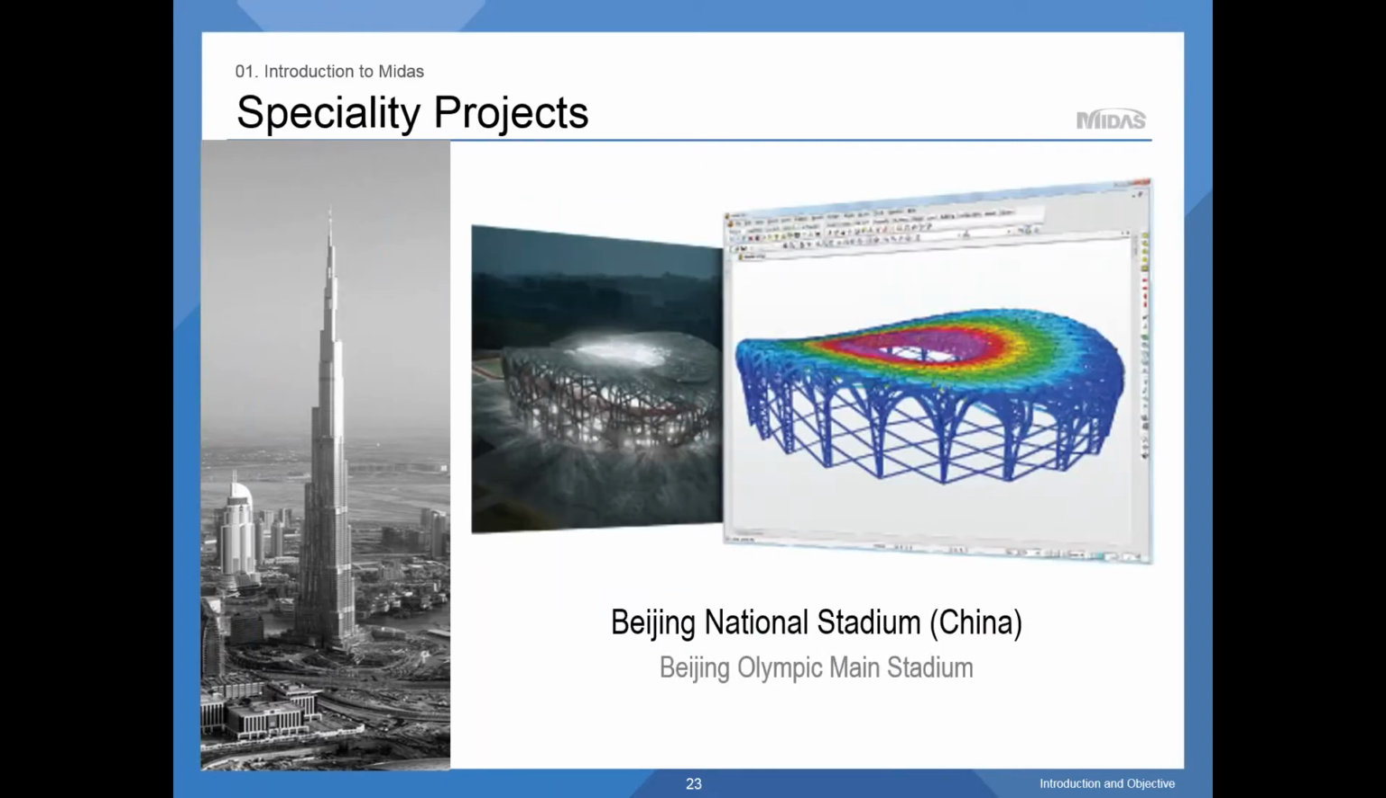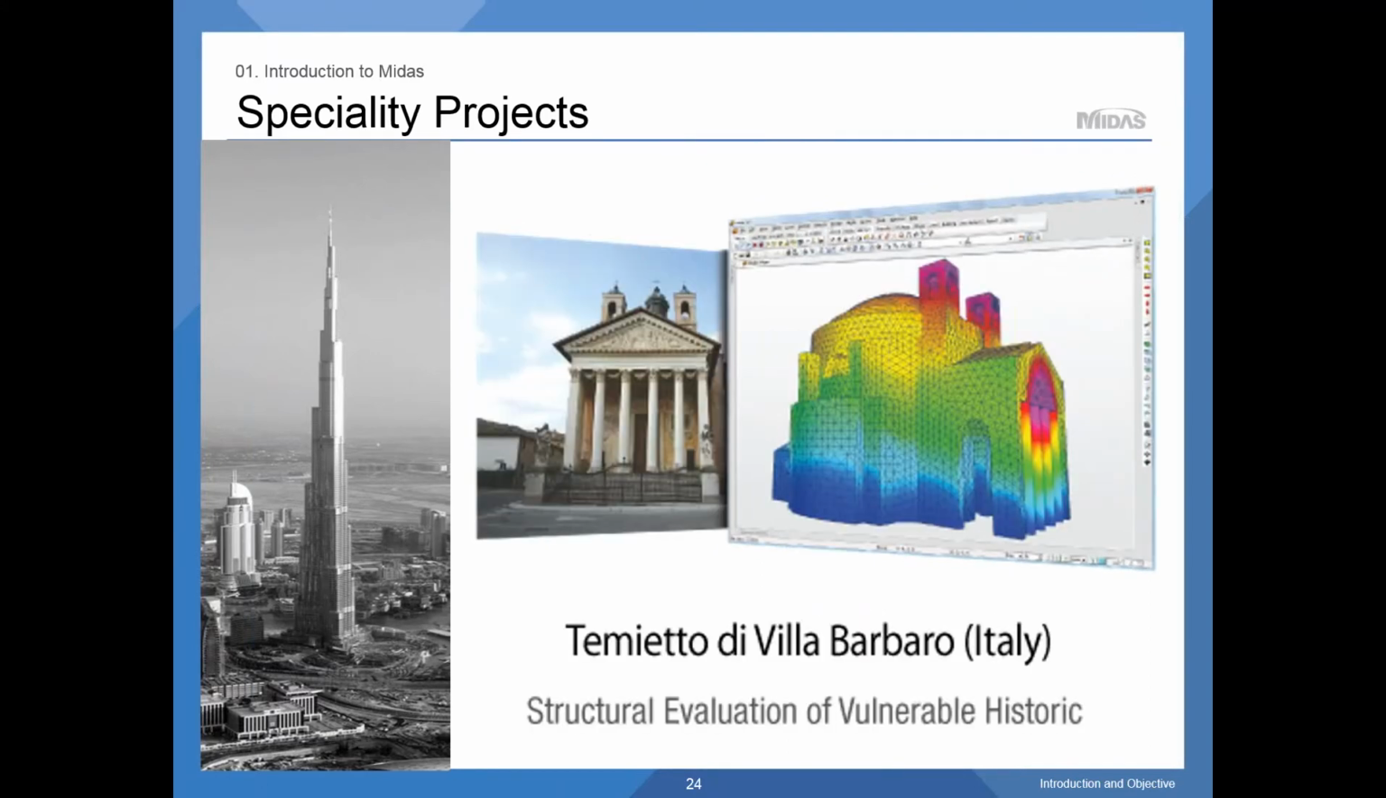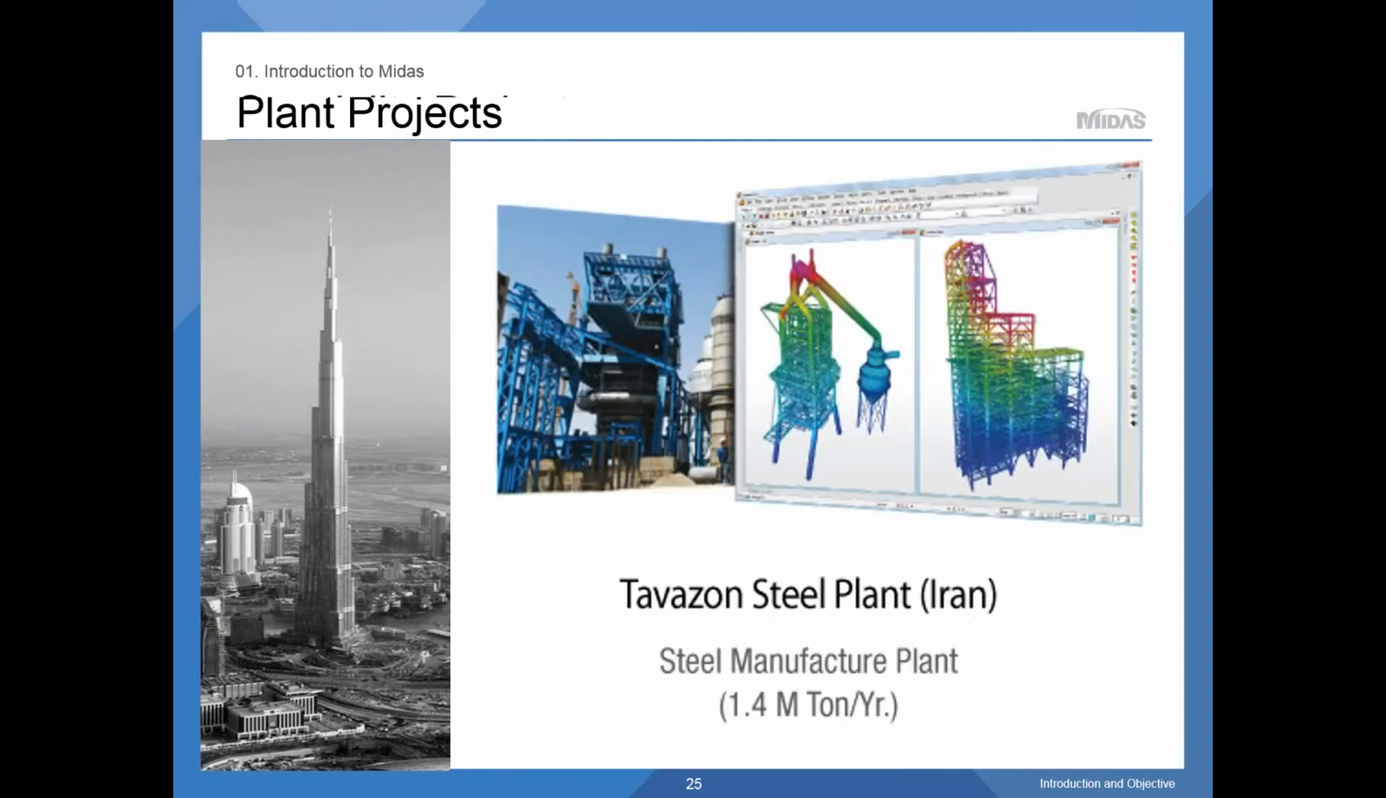Beijing National Stadium, China. This is actually a steel structure, and Midas Gen is well capable of handling these kinds of structures as well. Timito di Villa Barbaro, Italy. This is a vulnerable historical structure, and masonry analysis has been done for this structure using Midas Gen. Tavazan Steel Plant, Iran. This is actually a steel manufacturing unit, and it has been analyzed and designed using the Midas Gen program.